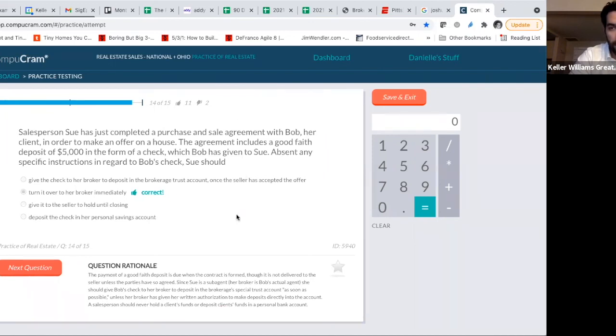You just get it over to the broker because you as an agent can't carry or hold earnest money. They can, and it is not the seller's money until the contract is accepted and eventually closed.